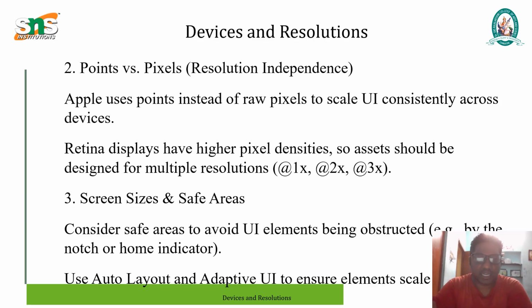So the third one is screen size and safe area. Consider the safe area to avoid UI elements being obstructed, for example by the home indicator. Use Auto Layout and adaptive UI and ensure the elements scale.